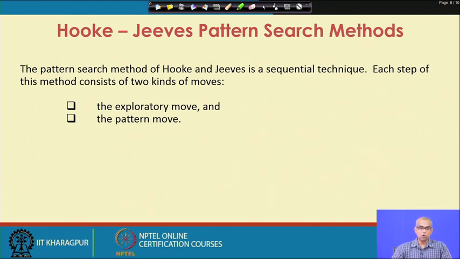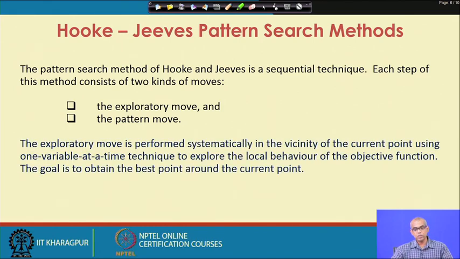So, now let us start talking about Hooke-Jeeves pattern search methods. The pattern search method of Hooke and Jeeves is a sequential technique. Each step of this method consists of two kinds of moves: the exploratory move and the pattern move. So, there are two important steps involved at each iteration of the Hooke and Jeeves method. The first is the exploratory move and the second is the pattern move.